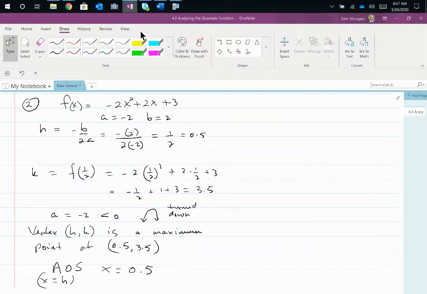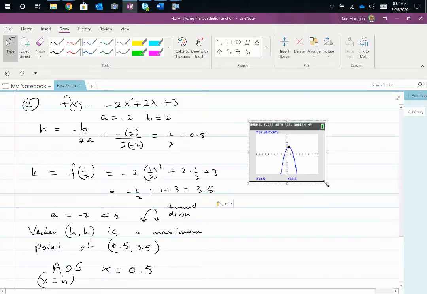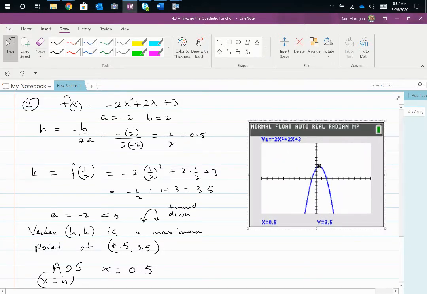Notice that we've verified that the graph is turned downwards and that the vertex is at 0.5 and 3.5.